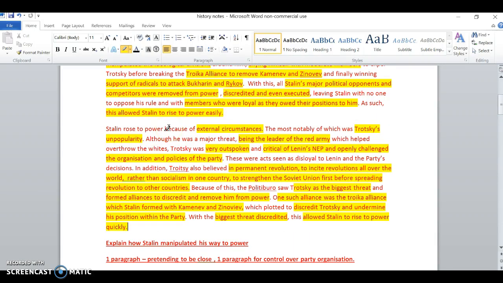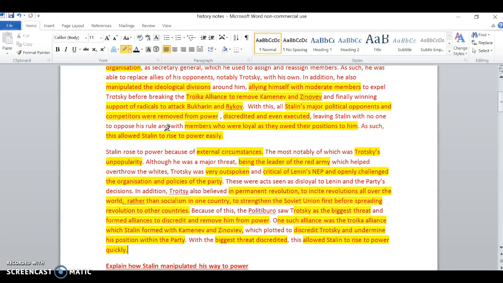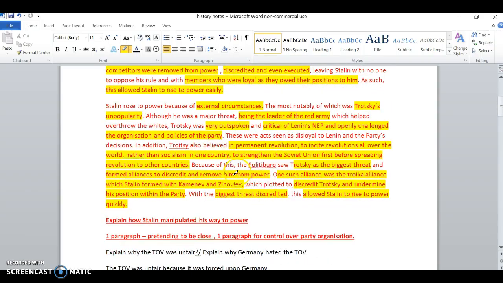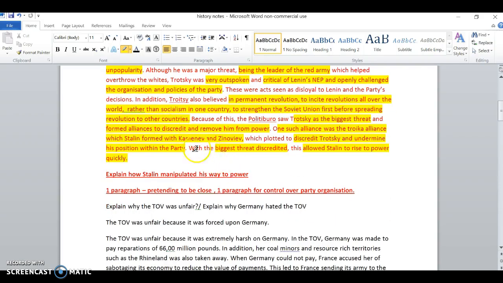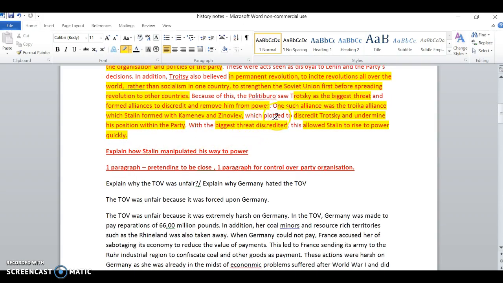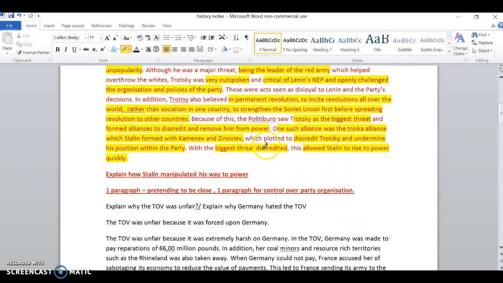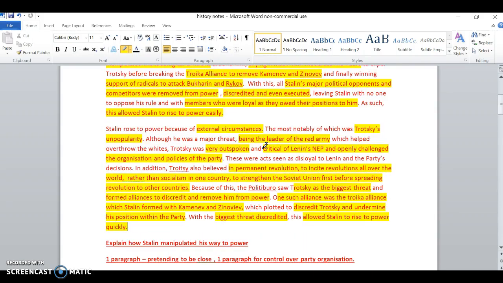So everything is cause and effect. So when you're writing, you have to think about all the examples first, and then why all these examples helped him to reign in power, which is cause and effect. So Trotsky is gone, alliances discredited, removed from power. One such alliance is Troika, with Kamenev and Zinoviev, so the discredited Trotsky undermined his position, and with the biggest threat discredited, this allows Stalin free reign to rise to power effectively.